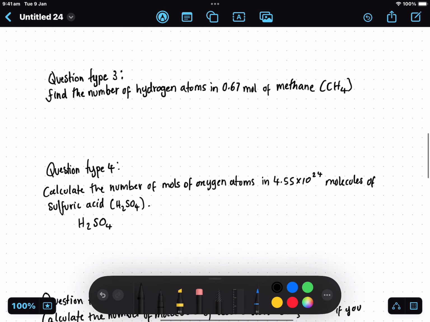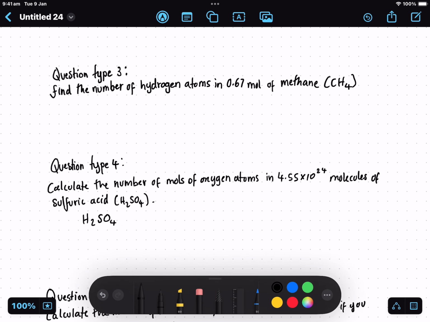Alright, next question. Question type 3. Find the number of hydrogen atoms in 0.67 moles of methane. So methane is CH4, and we have to find the hydrogen atoms in this many moles of methane. So how many hydrogen atoms are in CH4? There are 4 hydrogen atoms. And we already know the moles of methane, which is 0.67. So all we do is 0.67 times 4, which will give us an answer of 2.68.